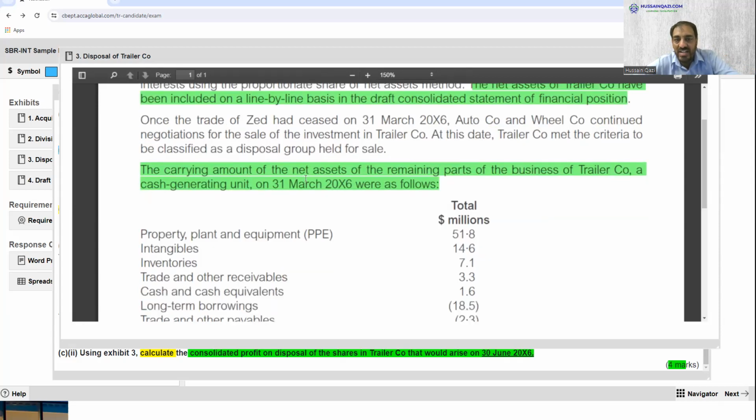The carrying amount of the net asset of the remaining parts of the business of trailer, a cash generating unit, 31st March XX were as follows. Remaining part means other than Z division. Because for Z division assets, we have decided not to classify as held for sale. But the trailer, other divisions, we can classify the asset and liability as disposal group.